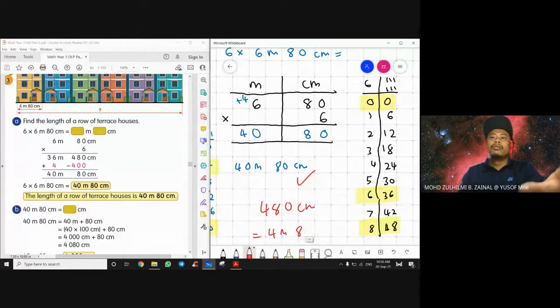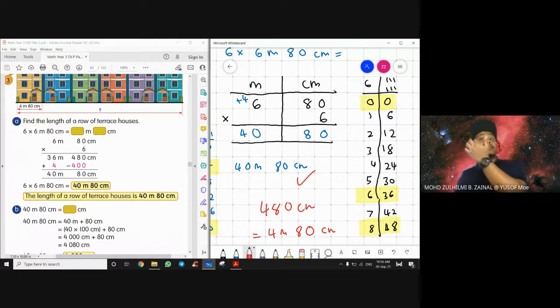400 tu, 480 tu, centimeter is actually 4 meter 80 centimeter. Cikgu writing cikgu. 4 meter 80 centimeter, sama je. And then you just put on top. Whenever you get the answer, then you plus another 4. You can see, you can get the answer 40. That's all.